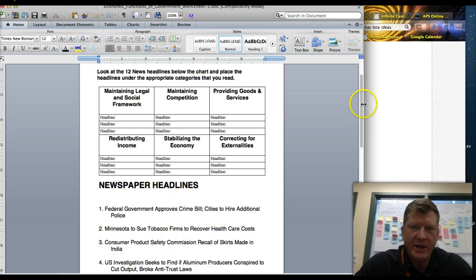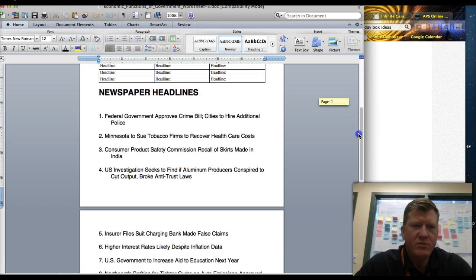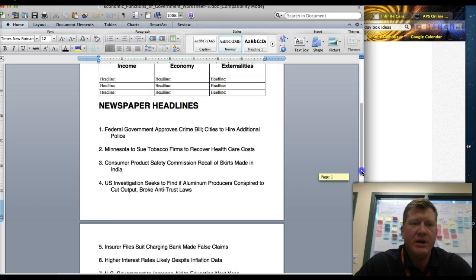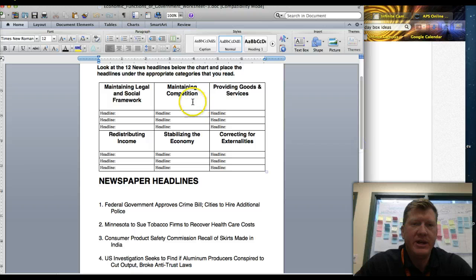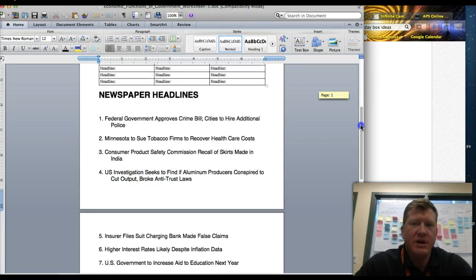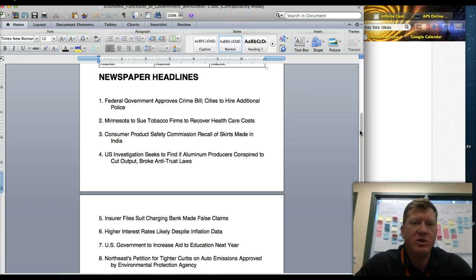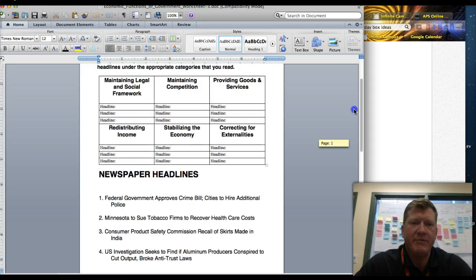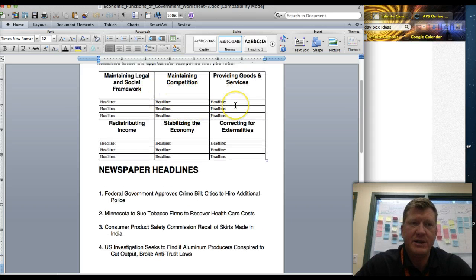What else might we look at here? "U.S. investigation seeks to find if aluminum producers conspired to cut output, broke antitrust laws." That one I would put under maintaining competition, because antitrust laws are about making sure that nobody has a monopoly over a certain industry or a certain product. Okay, so just take these headlines and put them under the proper categories, and that's it.